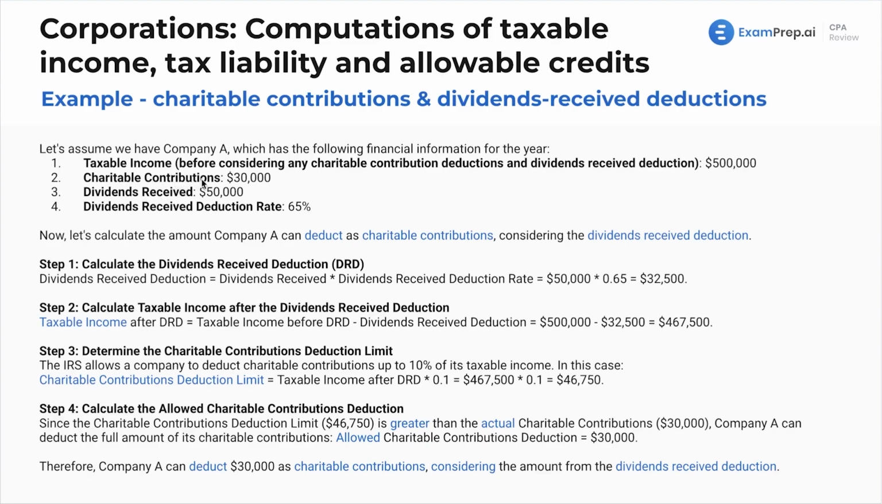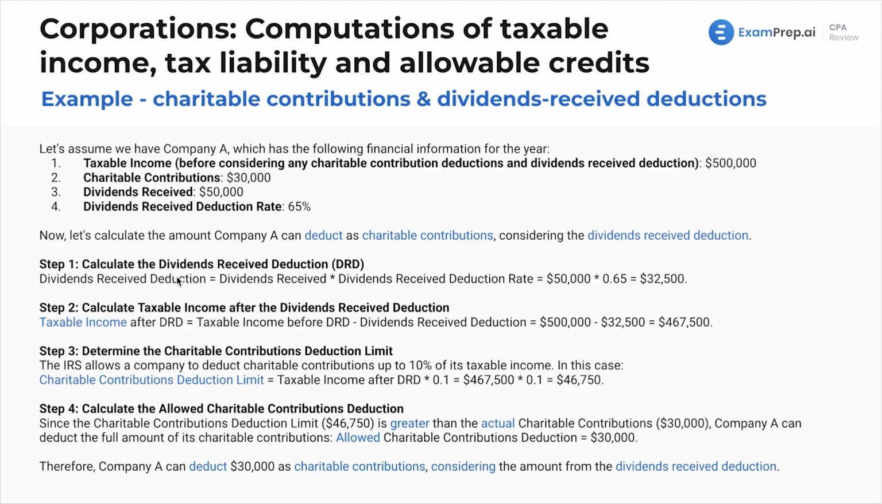We saw the charitable contributions being done at the end of the last one. Company A has got the following information: taxable income of $500,000, charitable contributions of 30, and then dividends received of 50. Now it looks like our rate here is going to be that 65%. Here we're going to calculate the amount that Company A can deduct as charitable contributions, considering the dividends received deduction. Just a note here for the 65%. Now, is this 65% ownership, or is this saying we're using the 65% bracket? Well, it doesn't matter, because if it's the 65% bracket, it's ownership of 20 to 80%. So either way, it's going to be the same thing. It's going to be that 65 there.